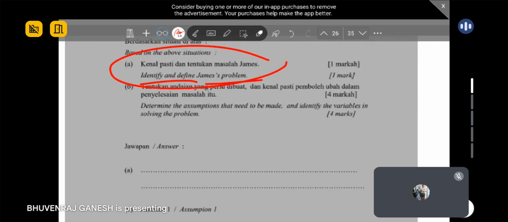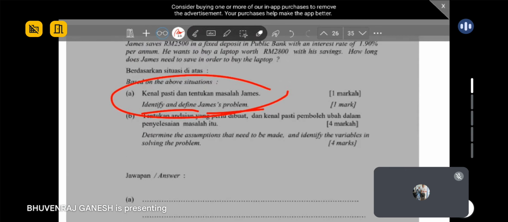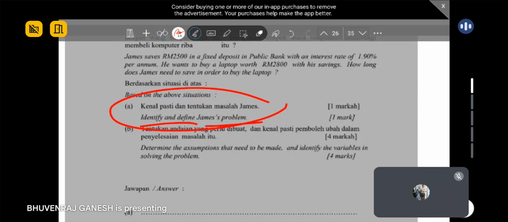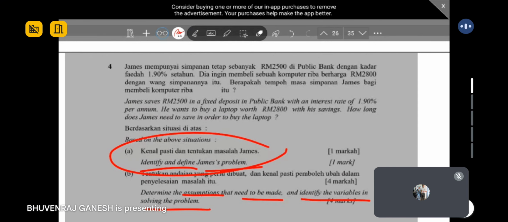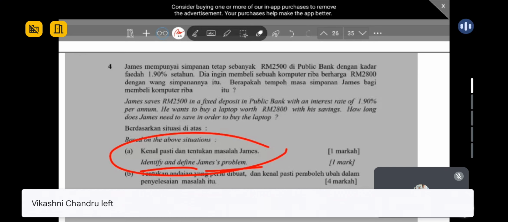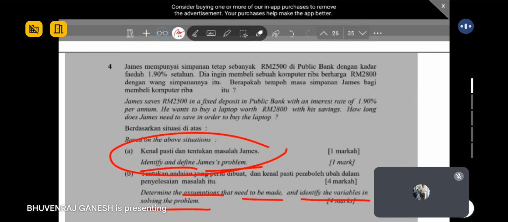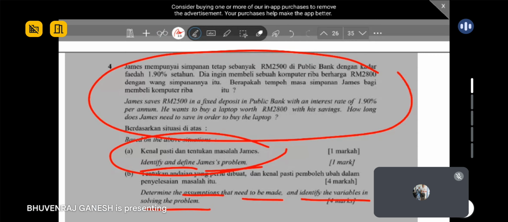So second one, part B. They ask you to determine the assumptions, guys. What are the assumptions that need to be made? Apa andaian yang perlu dibuat? Dan kenal pasti pemboleh ubah. Identify the variables. So assumption first. Apa anggapan yang kamu boleh buat, guys, berdasarkan situasi ni? What is the assumption you can think of? Anyone? Very logical, guys. Sangat logik jawapan dia. You tell one answer as long as the logic is correct. Anyone? What are the assumptions over here? Lihat situasi dalam soalan ni. Read the question, then think of the assumption. Fikir apa anggapan dia.